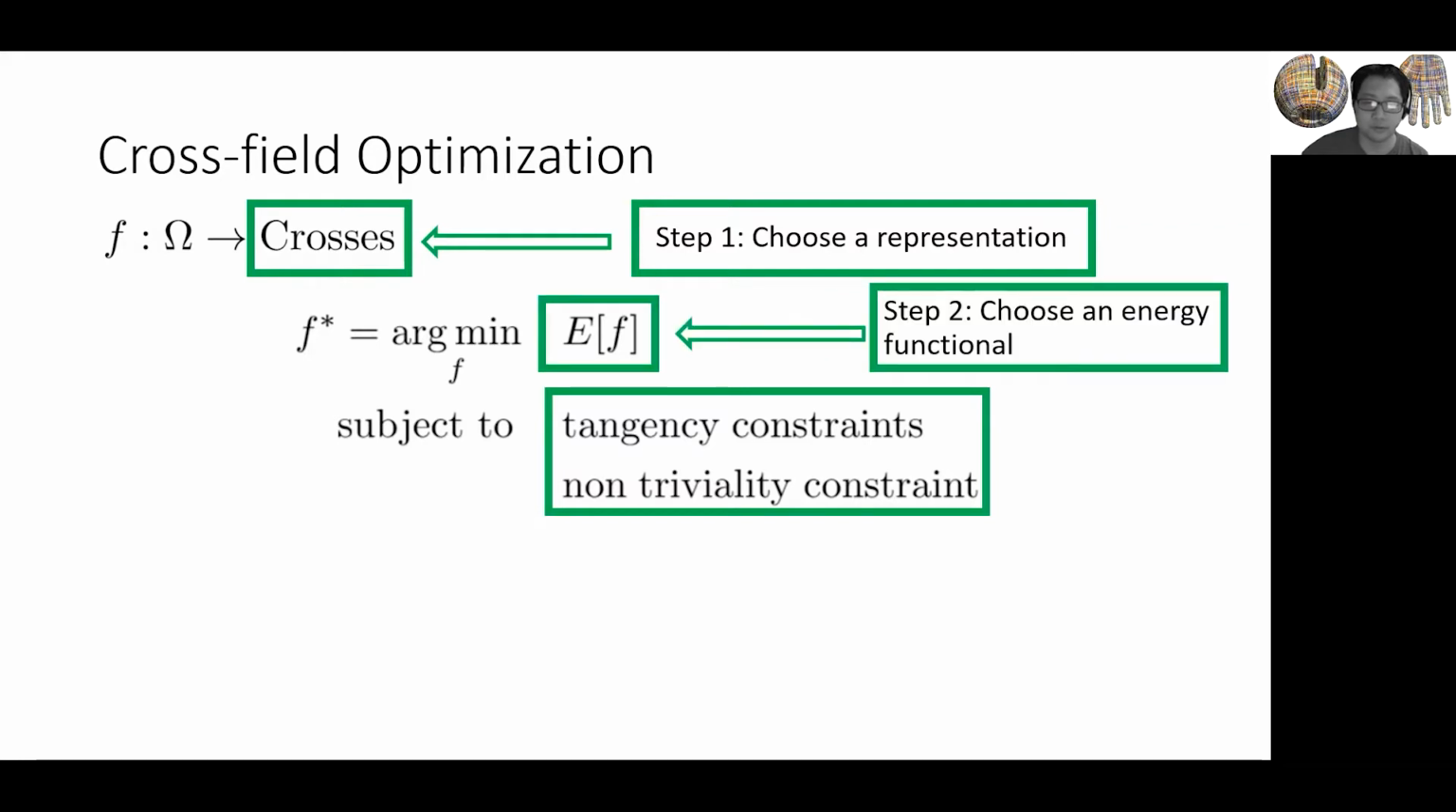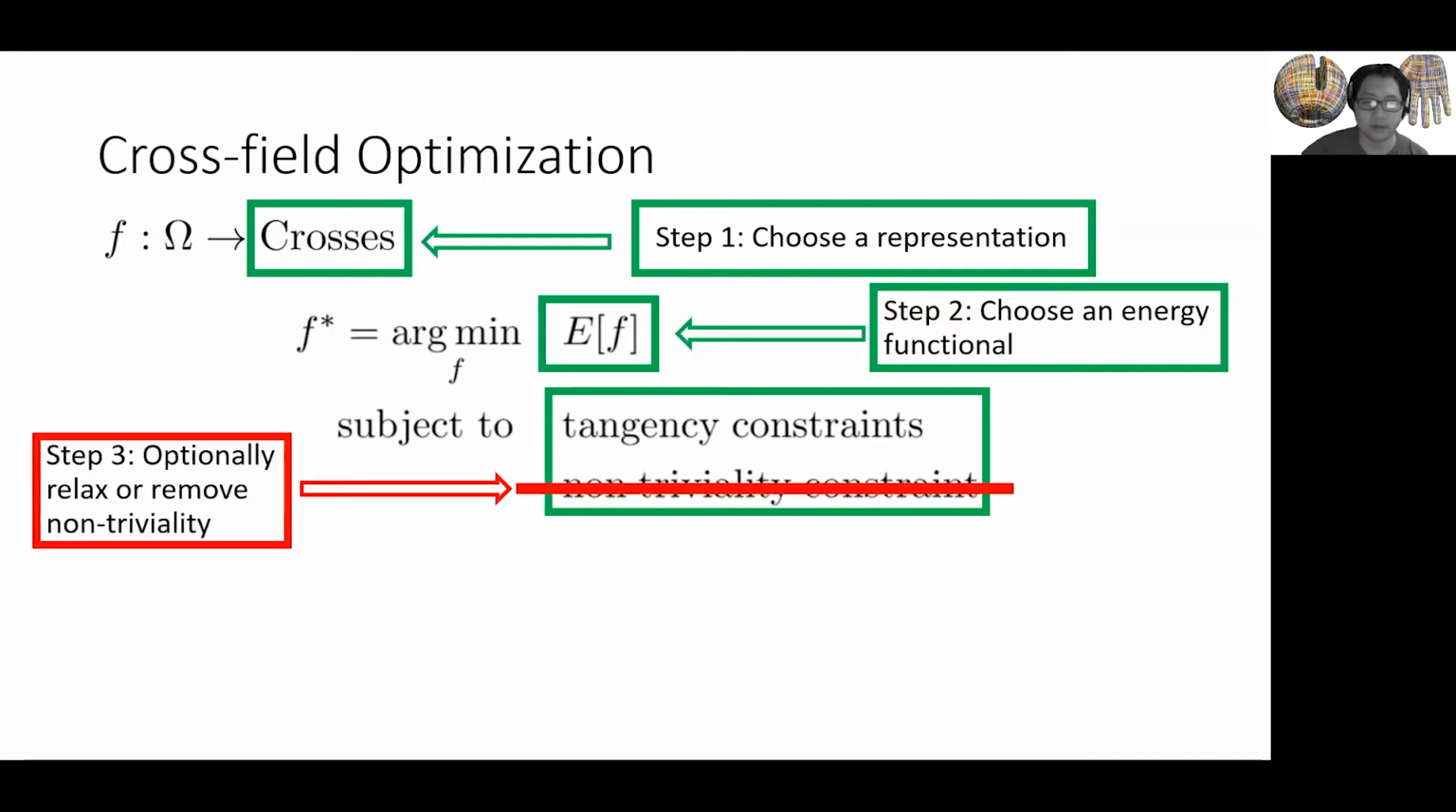Step 2 is to choose the energy functional, and this is the more creative aspect of it, where you really just think about what you want the cross-field to achieve for you, and you design an energy that achieves that goal. And step 3 is to either relax or to get rid of the non-triviality constraint. This is a pretty commonly used strategy because it often happens that if you relax or remove this constraint, then your optimization becomes convex.